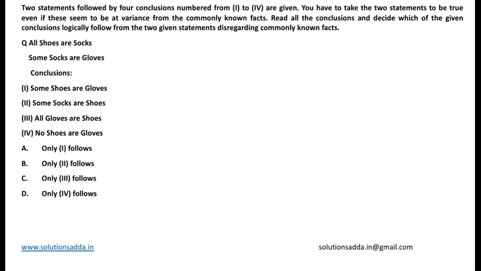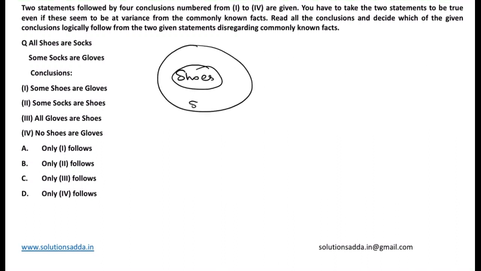So the statements are, all shoes are socks, some socks are gloves. So let us first draw the Venn diagram for the given statements. All shoes are socks. From this we understand that all shoes are socks. And then some socks are gloves. So it is not saying anything about shoes. Some socks are gloves. What does it mean? There are some socks which are gloves.